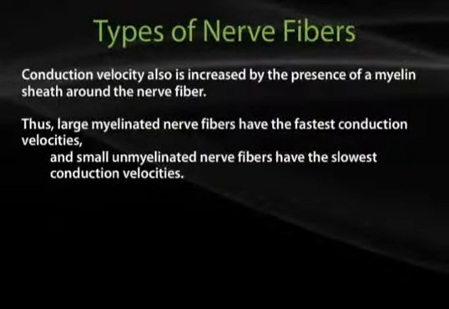Conduction velocity is also increased by the presence of a myelin sheath around the nerve fiber. Think of the myelin sheath as the insulation around a copper wire. Without the myelin sheath, the insulation is gone, and the copper wire conducts much more slowly. Thus, large myelinated fibers have the fastest conduction velocities, and small, unmyelinated nerve fibers have the slowest conduction velocities.